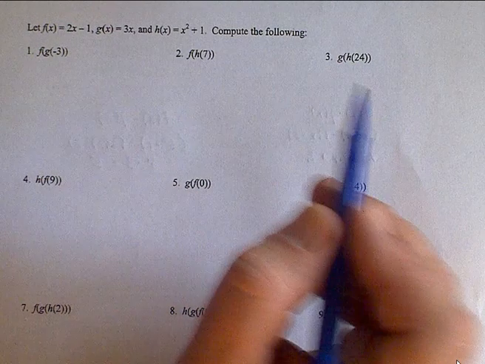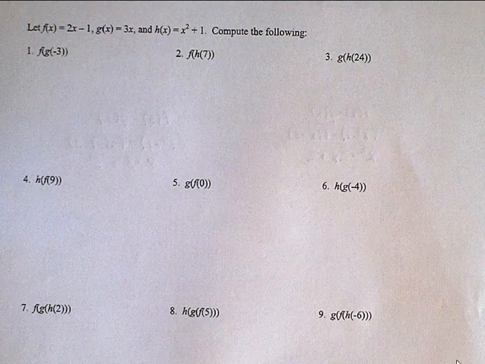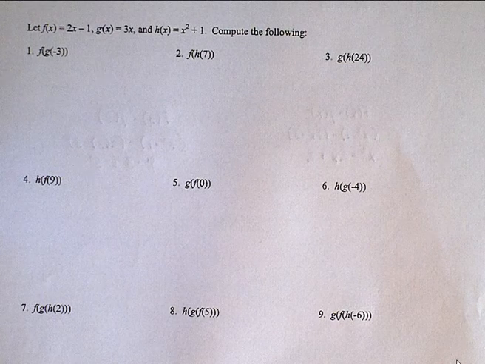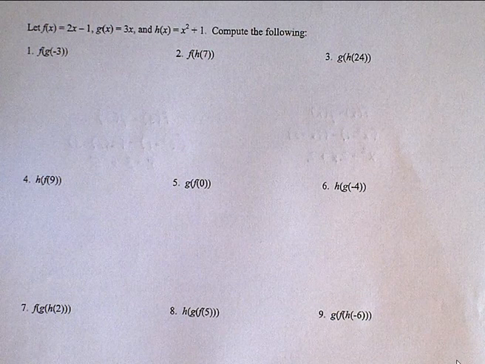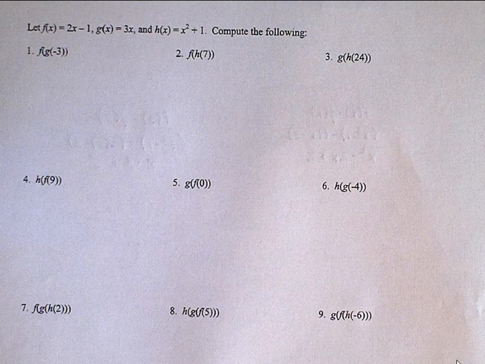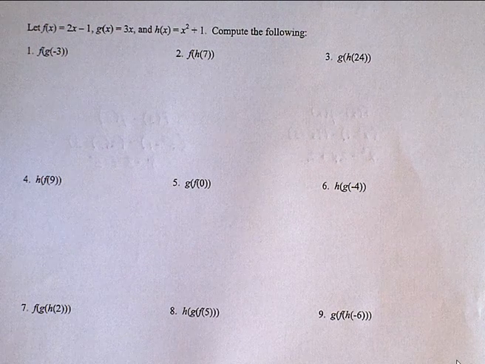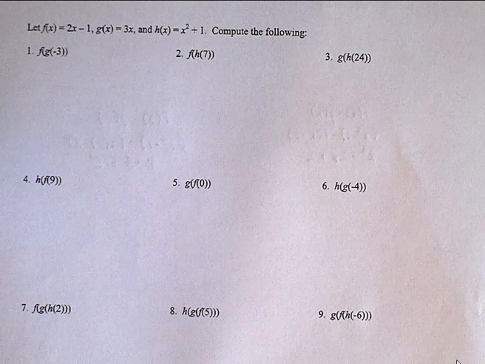So they're a little bit different on the exercises. F of x is 2x minus 1. You have a binomial there. G of x is 3x. And then h of x is x squared plus 1. So we have 3 functions there.